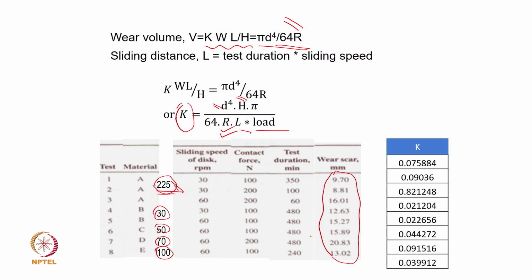So if you calculate the k value using this relation, the first thing we find is that the k value is lesser than 1, which is good. But the highest value is coming for the C case, where the scar is 16.01, while the minimum is coming at 0.021, which is for the wear scar of 12.63. So these are different materials, and if you compare the fourth and fifth tests, they give very good results compared to any other. That means material B will be preferable.